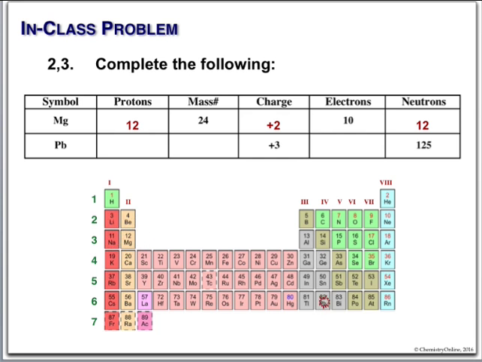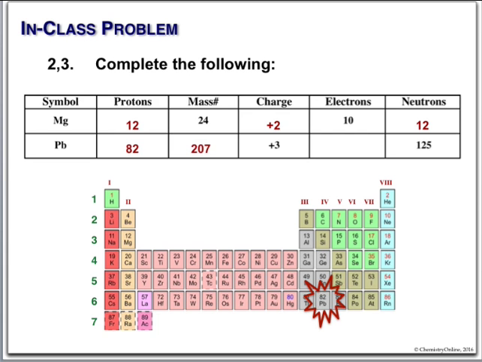Lead. Lead is down at the bottom here. Its atomic number is 82. So how many protons does it have? 82. It has 82. Now, we're given in our table that we have 125 neutrons. Remember, mass number is neutrons plus protons. So pull out your calculator. 82 plus 125 is 207.